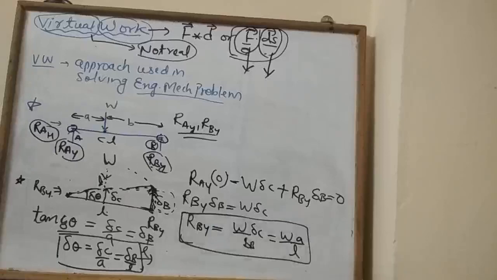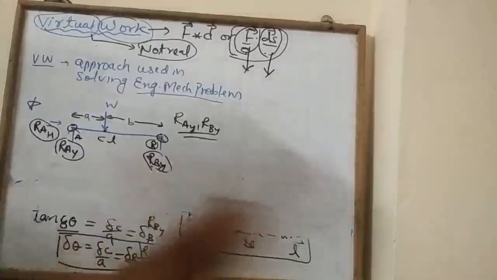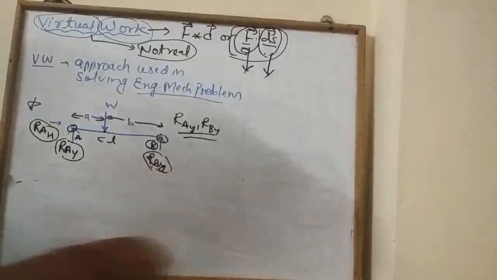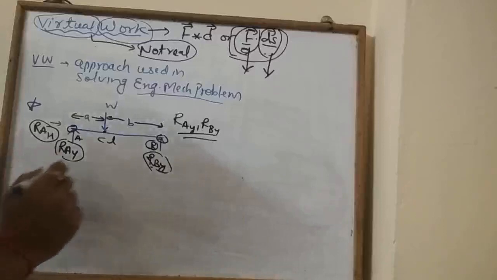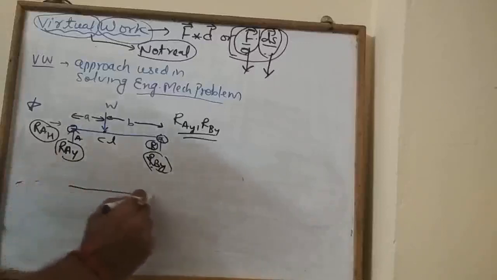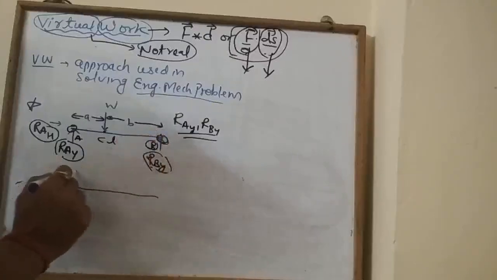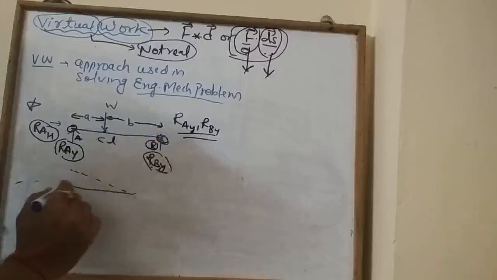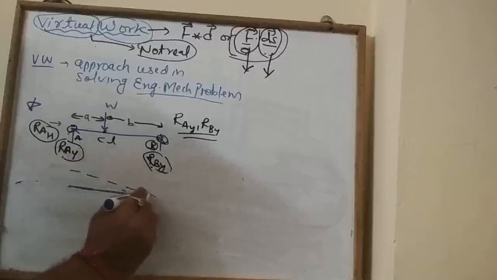One reaction we have calculated. Now the other reaction will be calculated, that is RAY. RAY will be calculated as follows. Now if RAY is to be calculated, then this should be kept stationary. The beam should be like this.